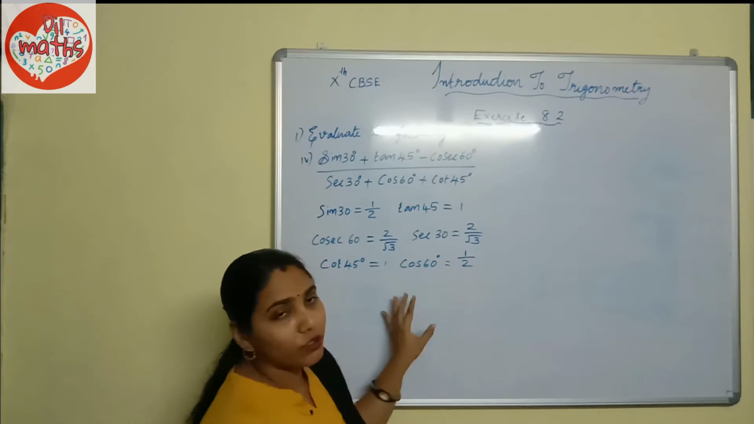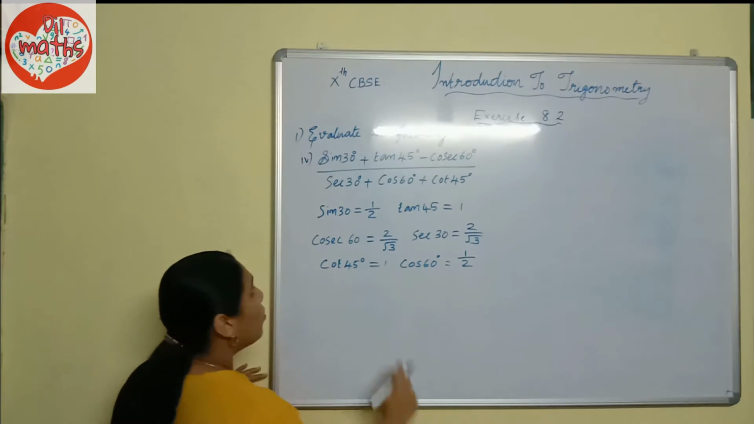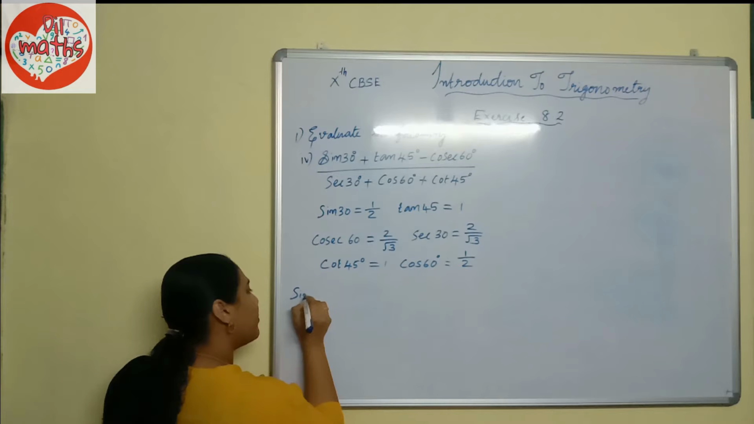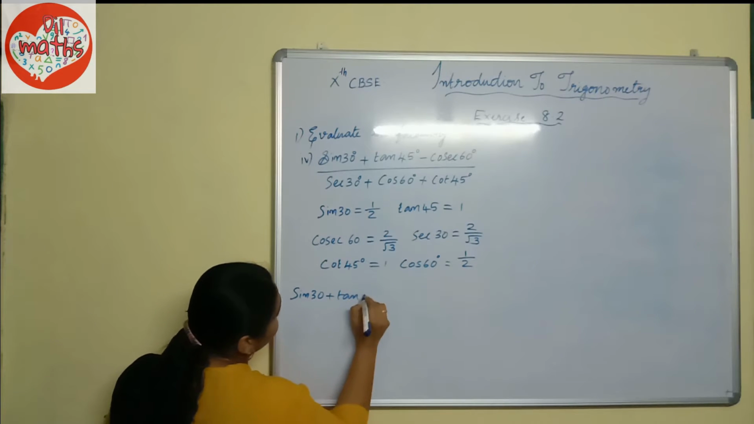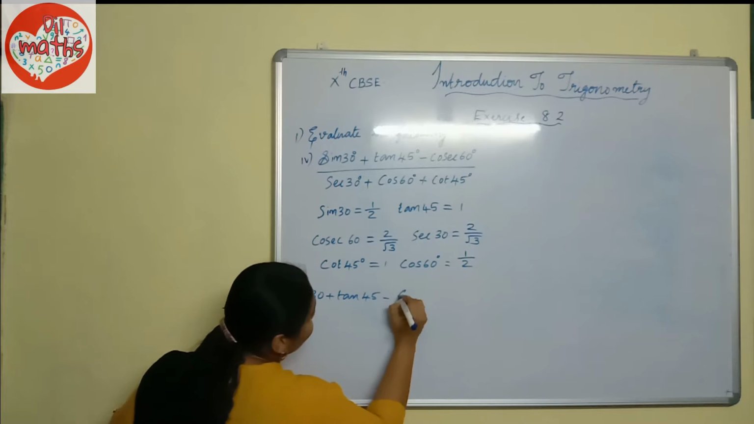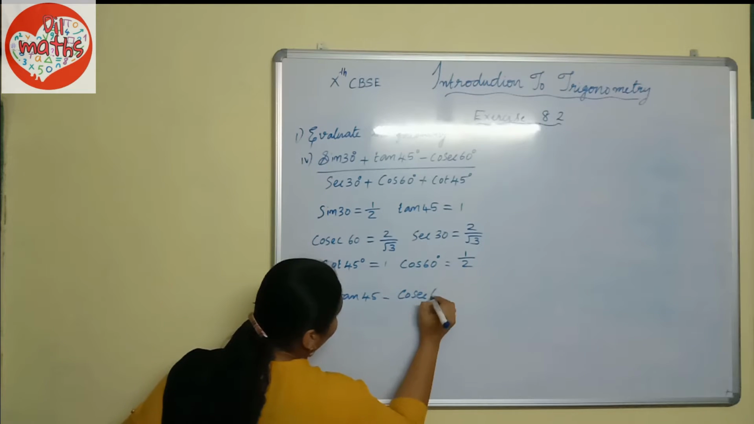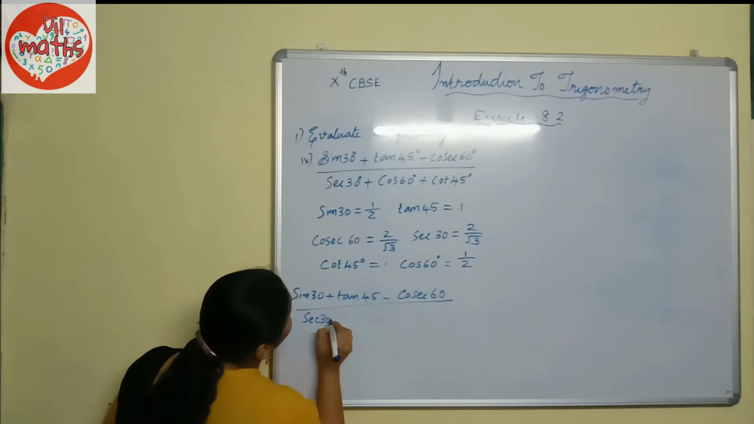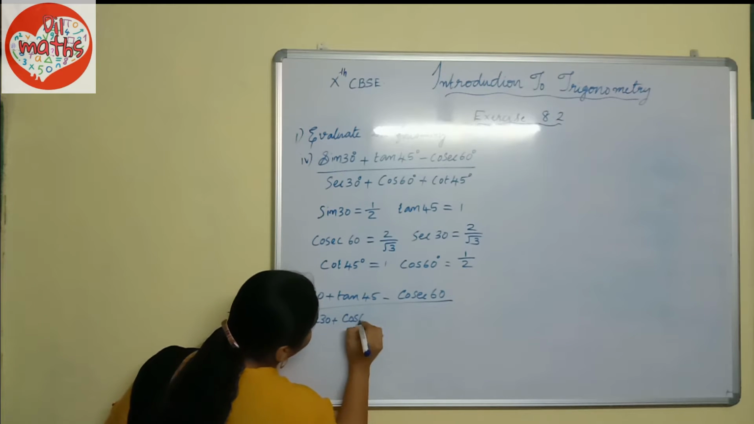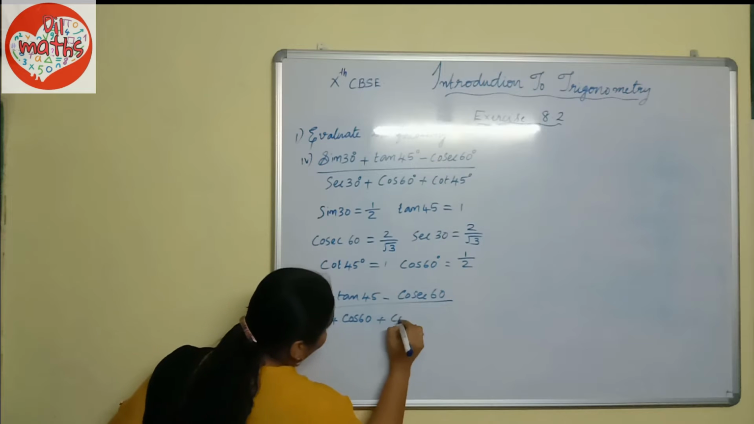Now we can substitute these values in the question. What is the question given? Sin 30 plus tan 45 minus cosec 60 divided by sec 30 plus cos 60 plus cot 45.